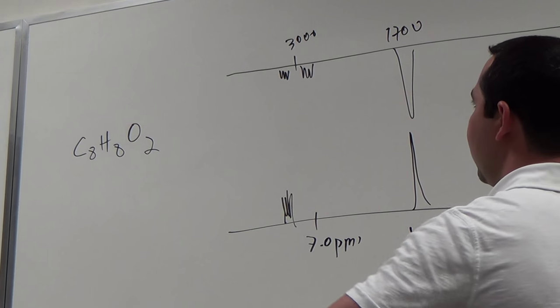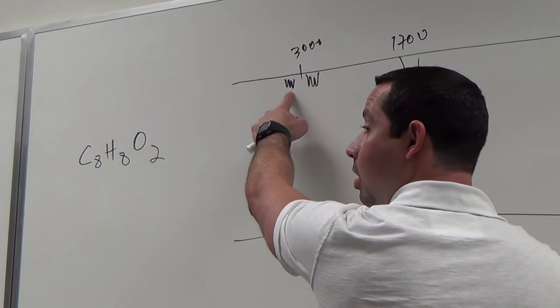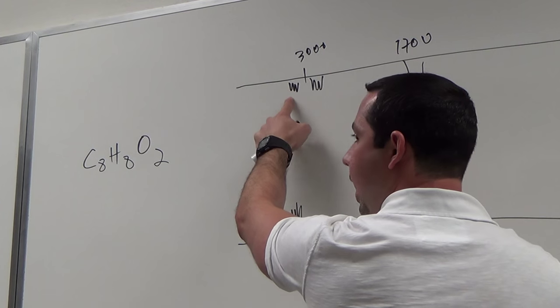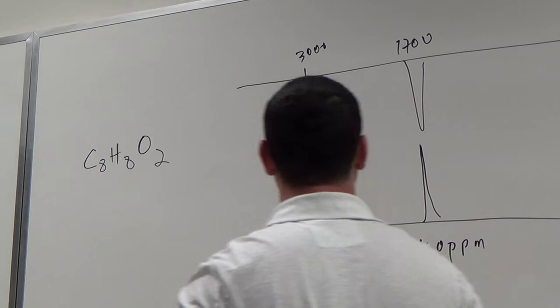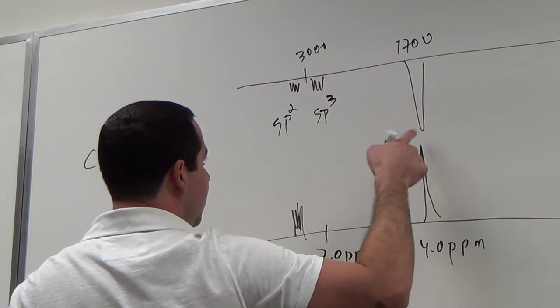Okay, let's not do it, okay? What does this tell you? SP3, aromatic. No, that's SP2. This is aromatic, yes? This is carbonyl. So this is sp2, that's sp3.